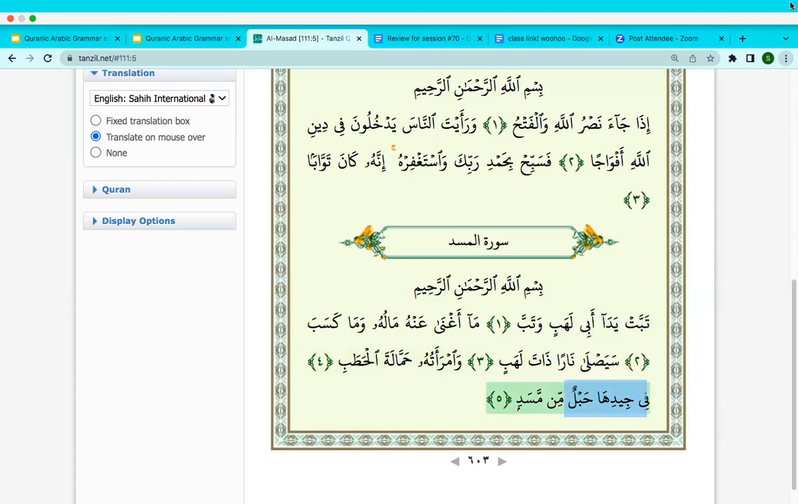Jumla ismiya or jumla fi'liya? Jumla ismiya. So now what are the parts of jumla ismiya? What do you look for? Mubtada, khabar, muta'allik bil khabar. Right? Fi jidiha. What am I going to call fi jidiha? Muta'allik bil khabar. Because I am in jumla ismiya. What should I call hablun? For now, it's going to be mubtada, right?